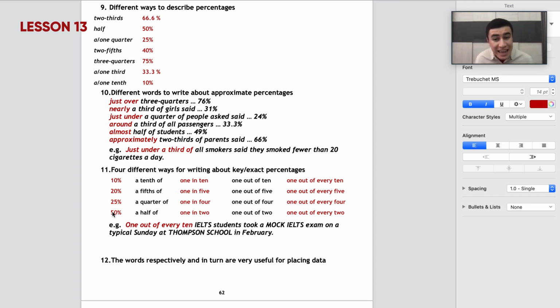1 out of every 10 IELTS students took a mock IELTS exam on a typical Sunday at Thompson School in February. So 1 out of every 10 means 10% of IELTS students, okay, took a mock IELTS exam on a typical Sunday at Thompson School in February.